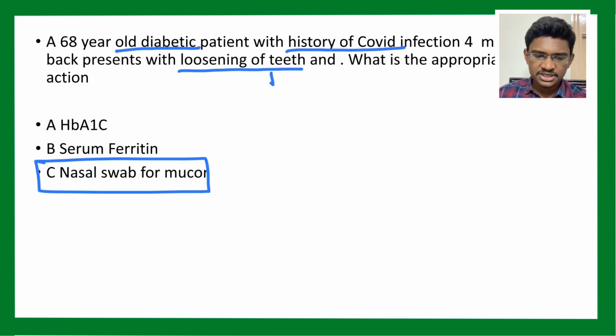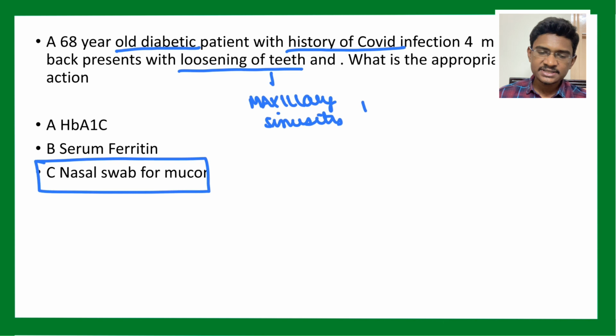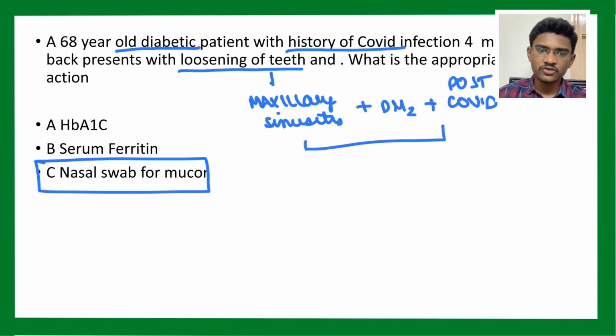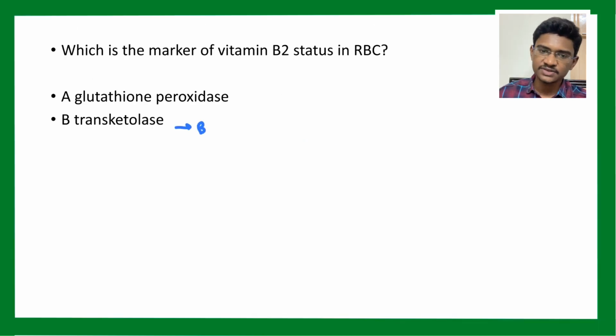A 68-year-old diabetic patient with a history of COVID infection 4 months back presents with loosening of teeth. What is the appropriate action? HbA1c, serum ferritin, nasal swab for mucor. They are telling the history of a post-COVID diabetic patient plus loosening of tooth because of sinus involvement, maxillary sinus involvement, nothing but mucormycosis. So we will be taking a nasal swab for mucor.